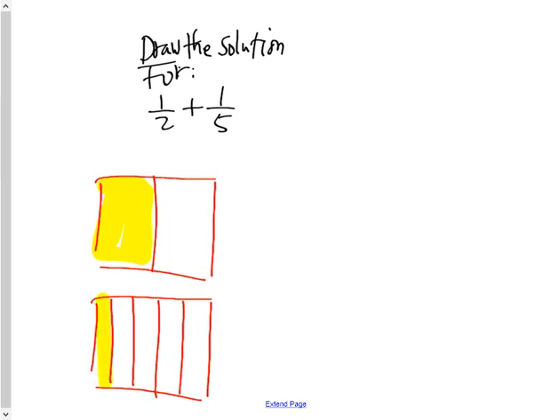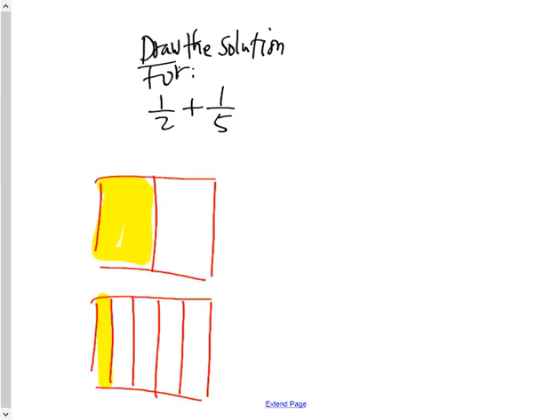So what do I have to do in order to be able to add those two together from just a picture standpoint? What do I have to do, Hayden? I have to make both of them into the same size parts. And if I think back to my common multiples, what number is that going to be? 10. So I'm going to cut both of these into 10 equal slices. So I'm going to use this one first.